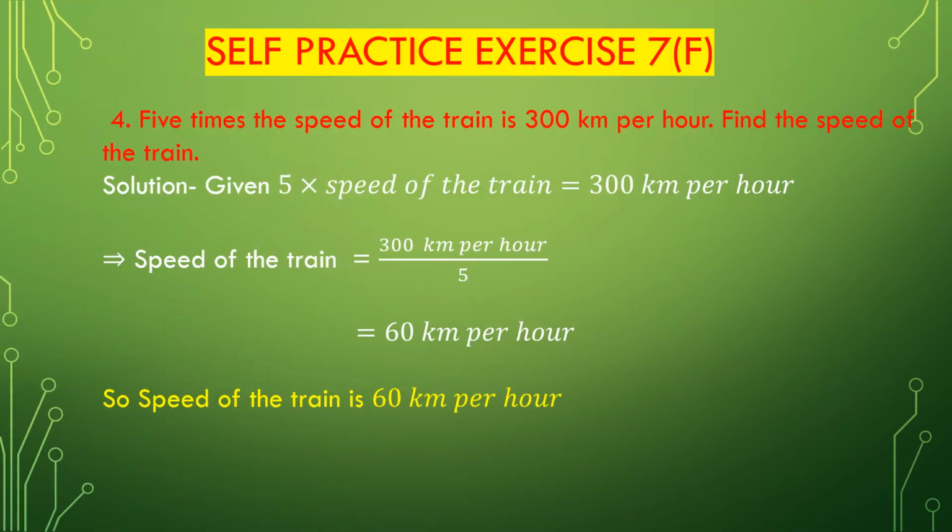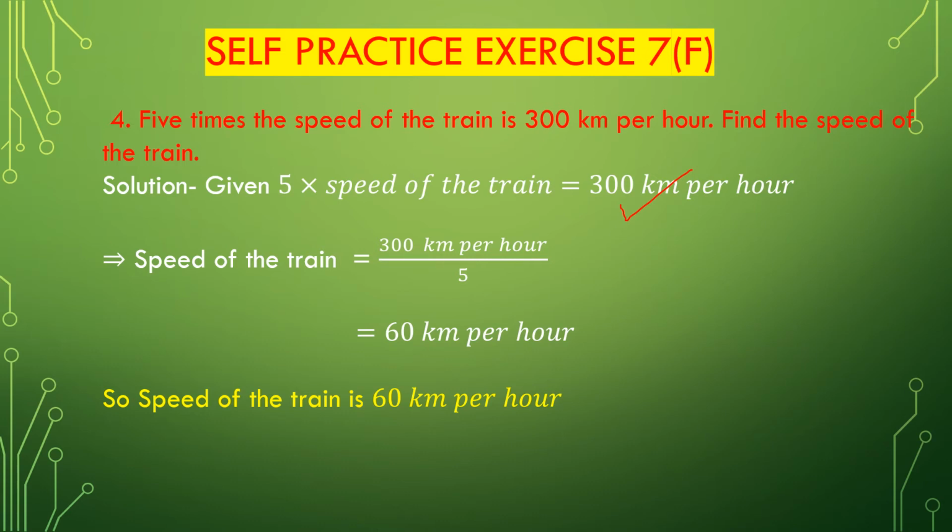Now we solve question number 4. Question number 4 is also a word problem. 5 times the speed of the train is 300 km per hour. Find the speed of the train. Given 5 multiplied by the speed of the train is 300 km per hour. We have to find the speed of the train.